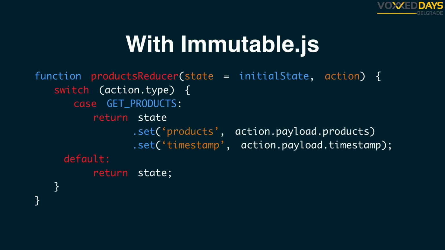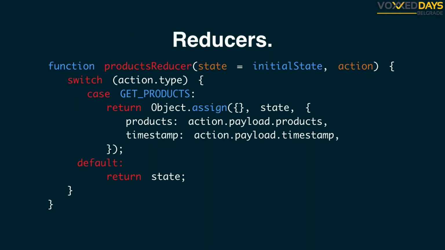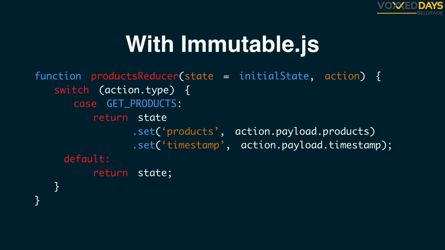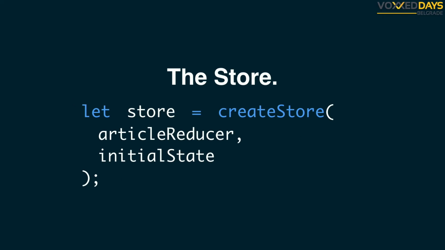And so we've replaced this block of code with something a lot more elegant and easier to understand. State is now an immutable object, and we're calling set two times to set these two keys. And what it does is it's not mutating the state object directly, but returning a new object. Great. So the store itself is pretty easy to create.